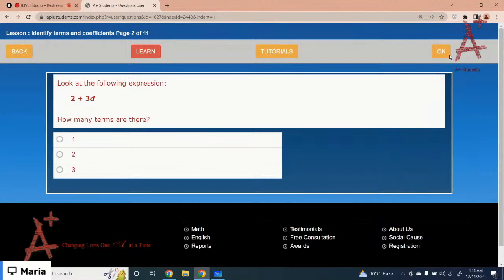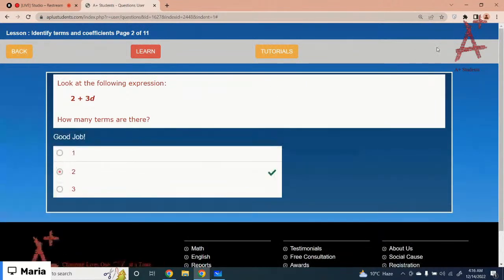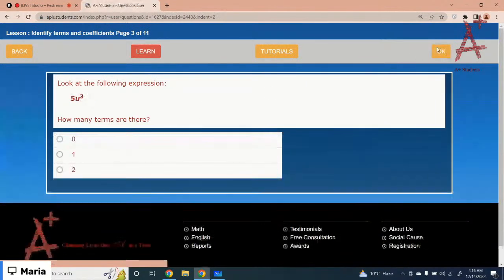Okay. Look at the following expression. How many terms are there? You have 2 of the terms here. Got it? So just select the correct option, then click on the OK button.